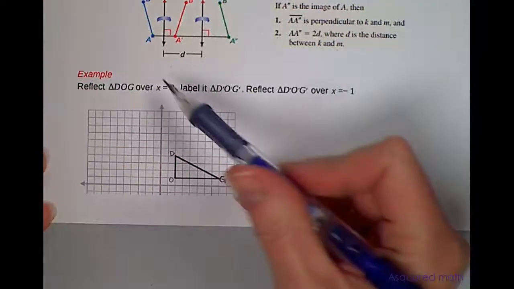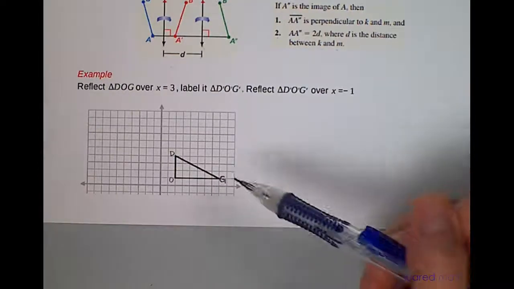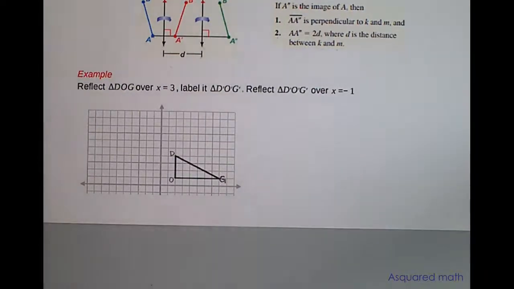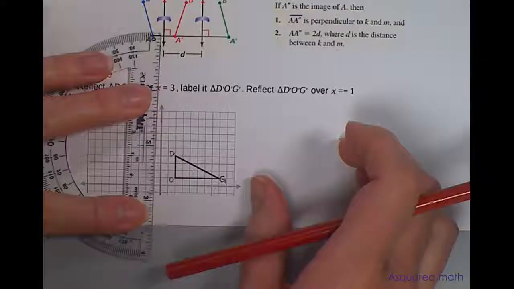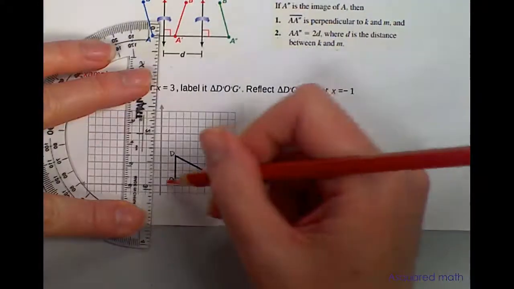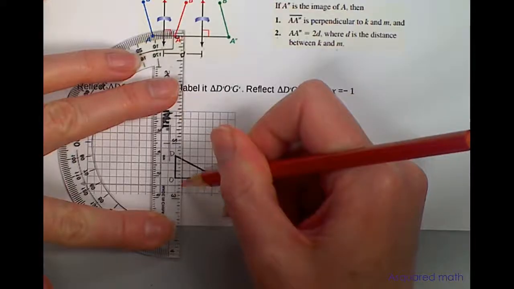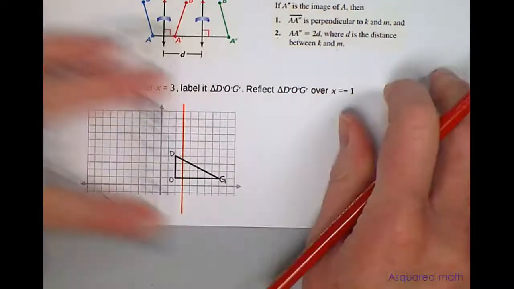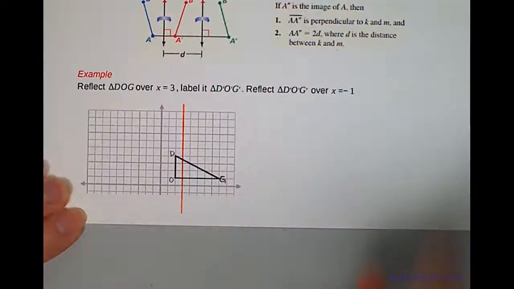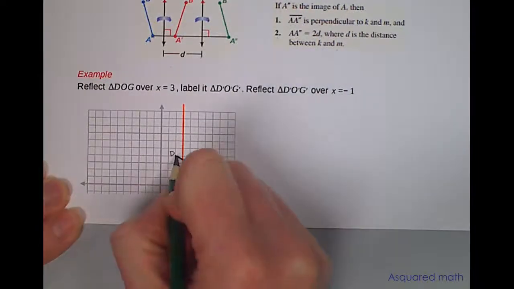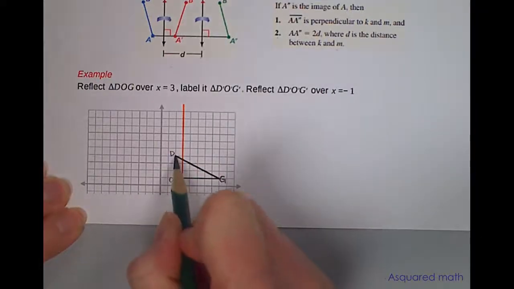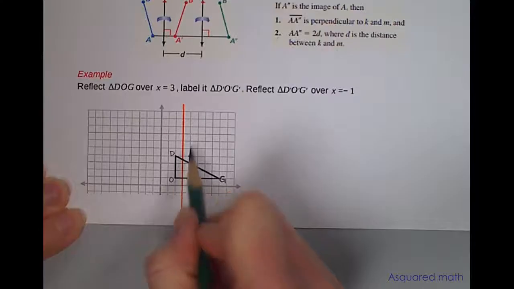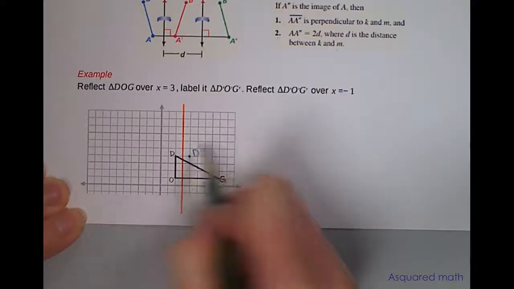And we have triangle DOG. They want us to first reflect it over x = 3 and label that D prime, O prime, G prime. x = 3 is located here. I'm going to draw my solid line in so I have that visual of where I'm reflecting. And we need to move everything the same distance away from this vertical line and perpendicular. Point D is to the left 1 unit, so the reflected point is going to be to the right 1 unit, straight across from it because we want perpendicular.